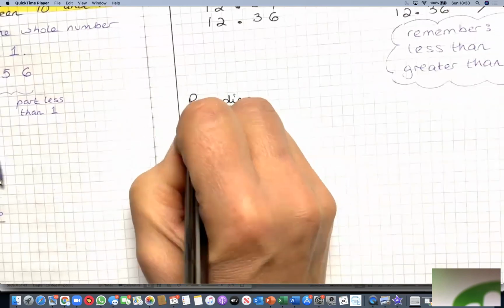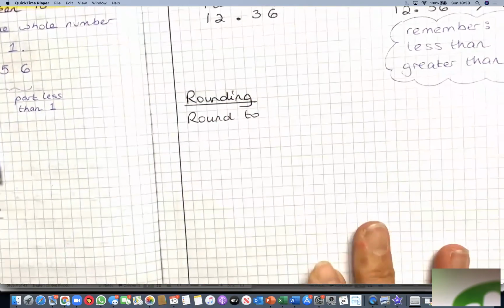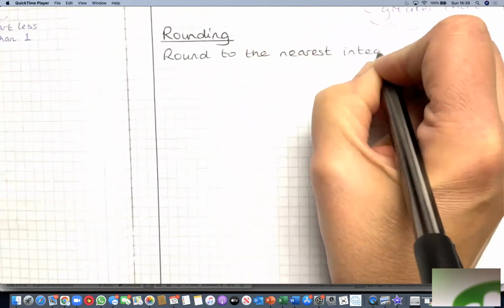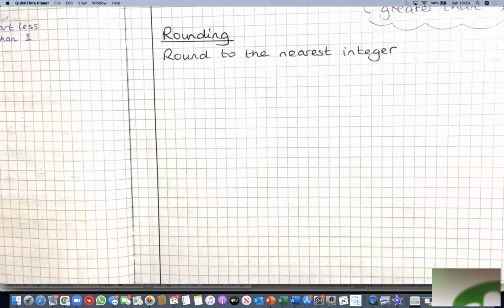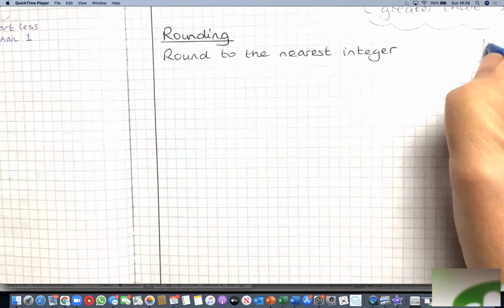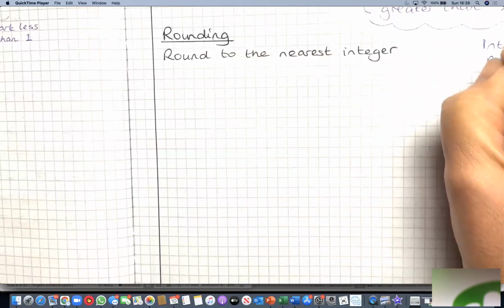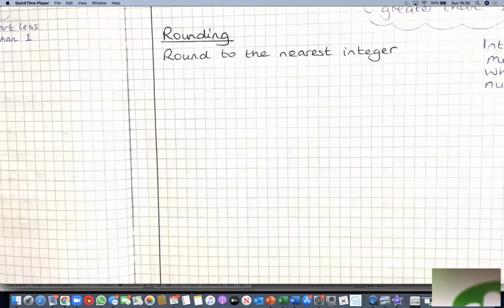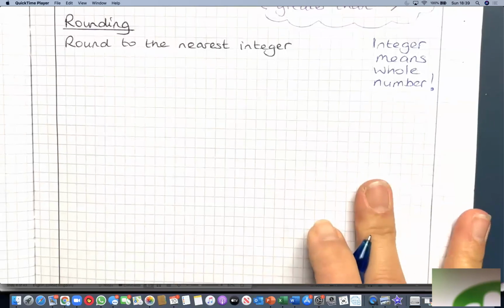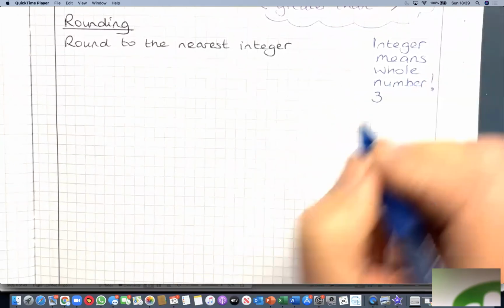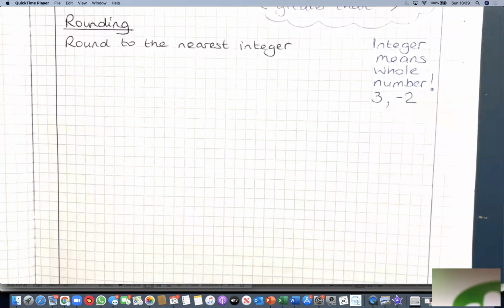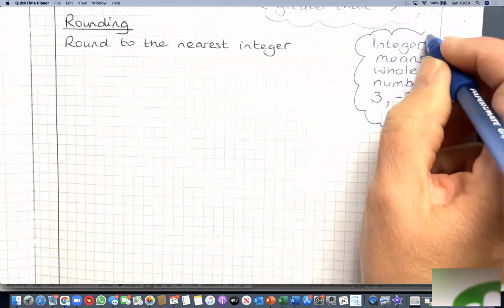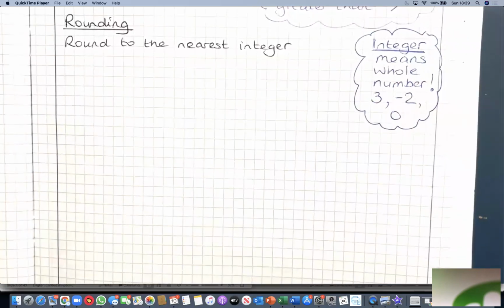All right, we're going to round. At this stage, we're just going to round to the nearest integer. If we need a little bit of a reminder, integer means whole number. And remember that it could be a positive number like 3. It could be a negative number, maybe negative 2. It can also be 0. Okay, so just a key point there. Integer means a whole number. So we're going to round to the nearest whole number.